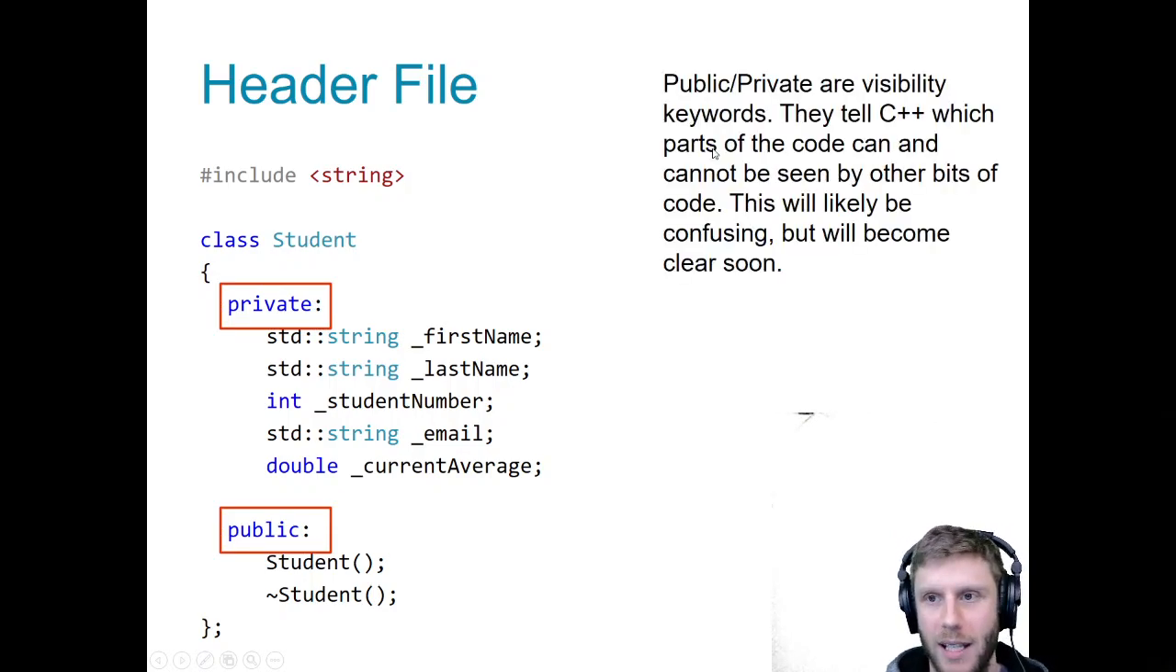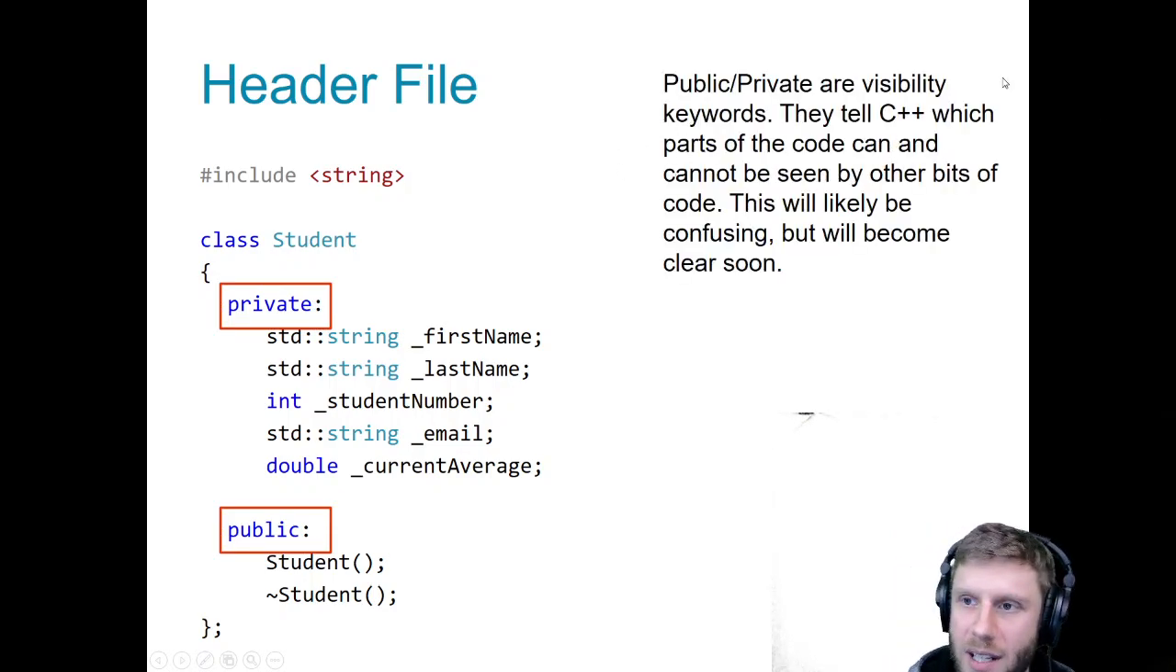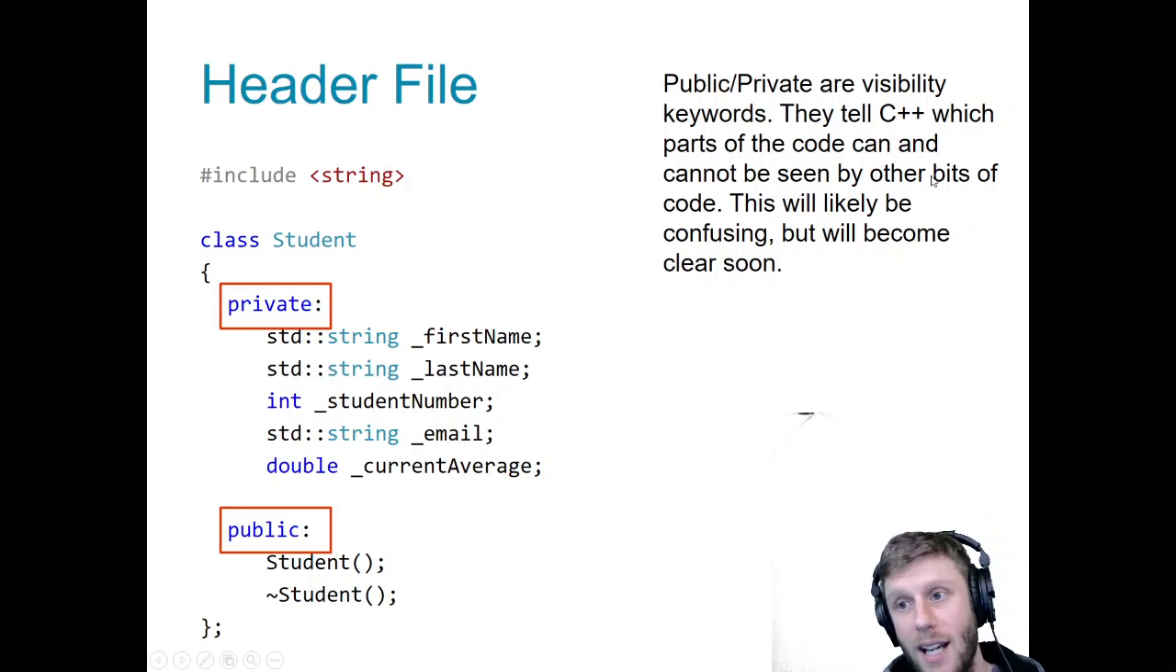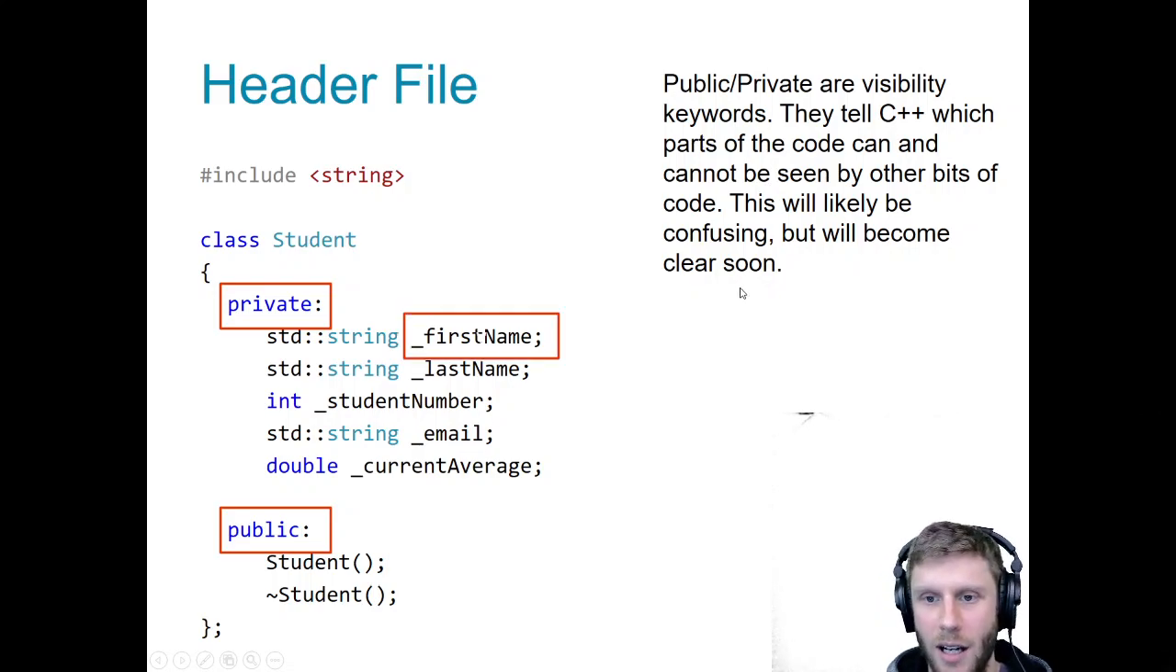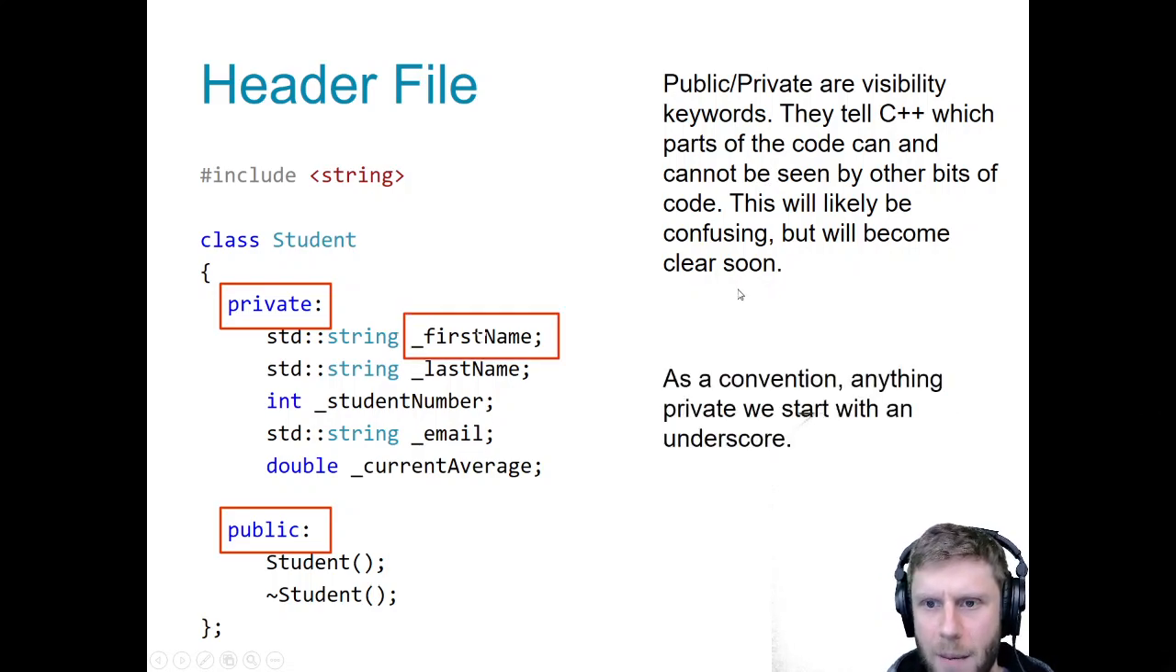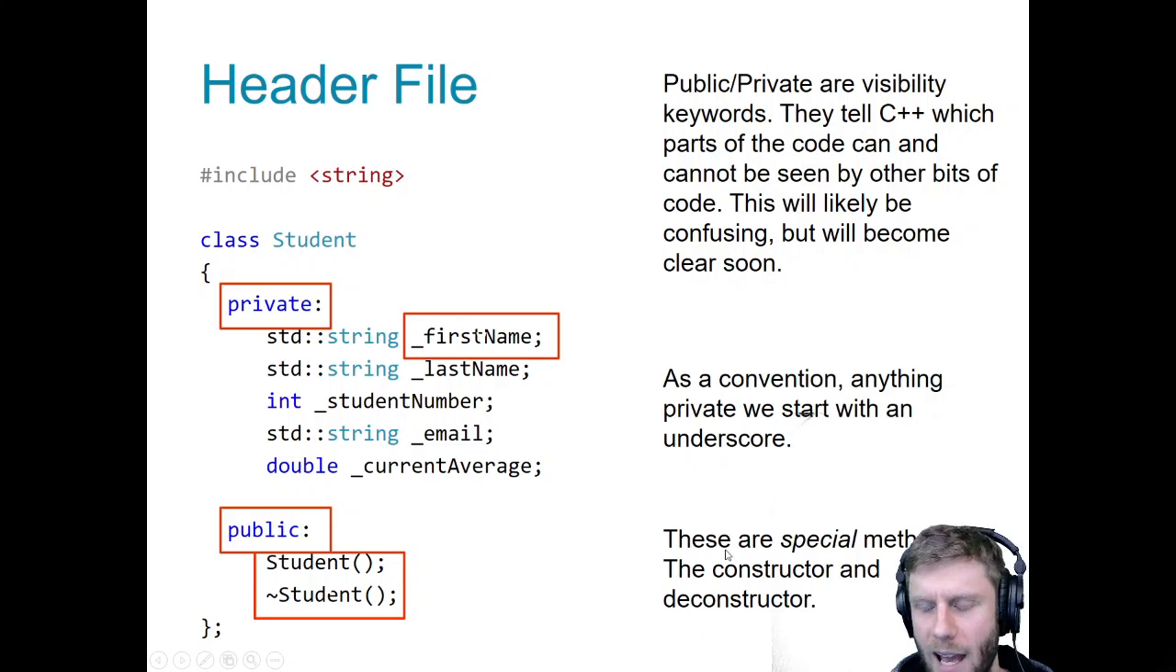So private, public, yeah. Public and private are visibility keywords. They tell C++ which parts of the code can and cannot be seen by other bits of code. They will likely be confusing, but they'll become clearer soon, I know. Here I'm defining my first name. The convention, anything private, we start with an underscore.